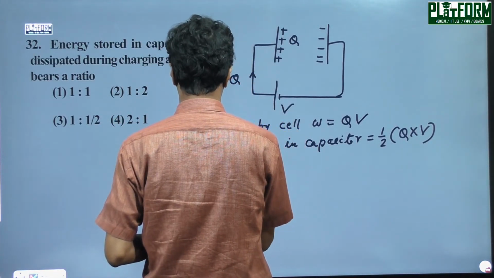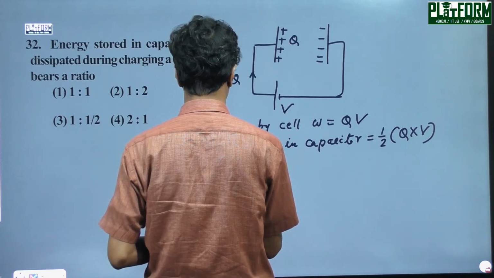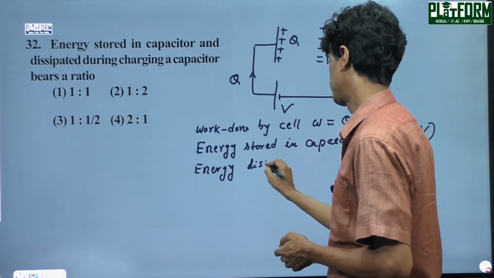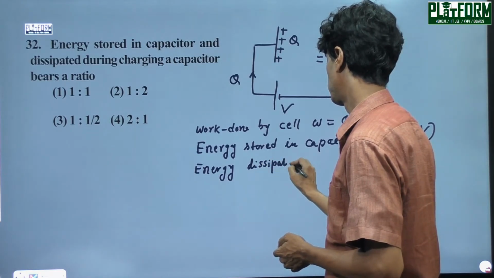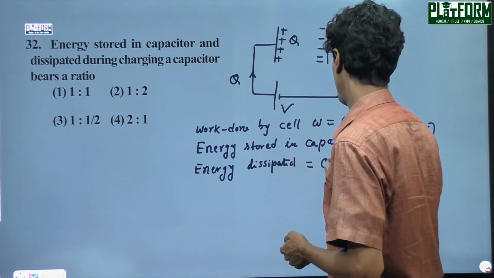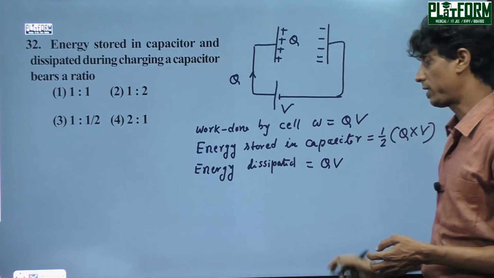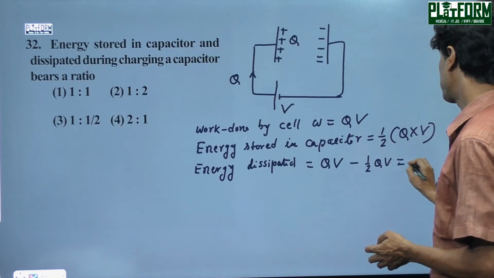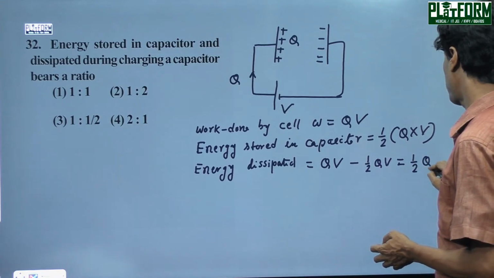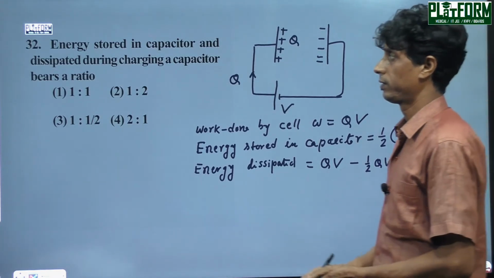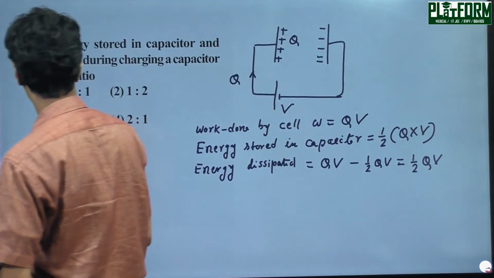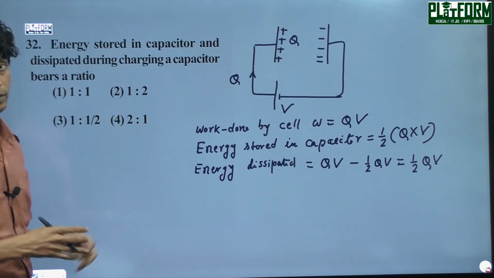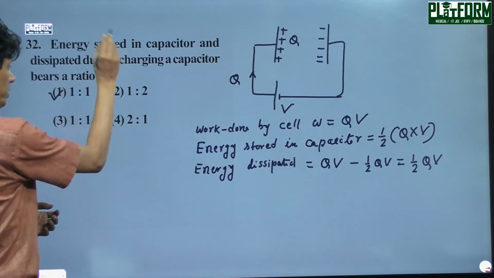So the energy dissipated: QV is the total work done by the cell, and energy stored is equal to half QV, and the energy dissipated in the conducting wire is equal to half QV. So obviously energy stored and energy dissipated in the conducting wire during the charging of a capacitor are equal. So the right option here is 1. Next problem.